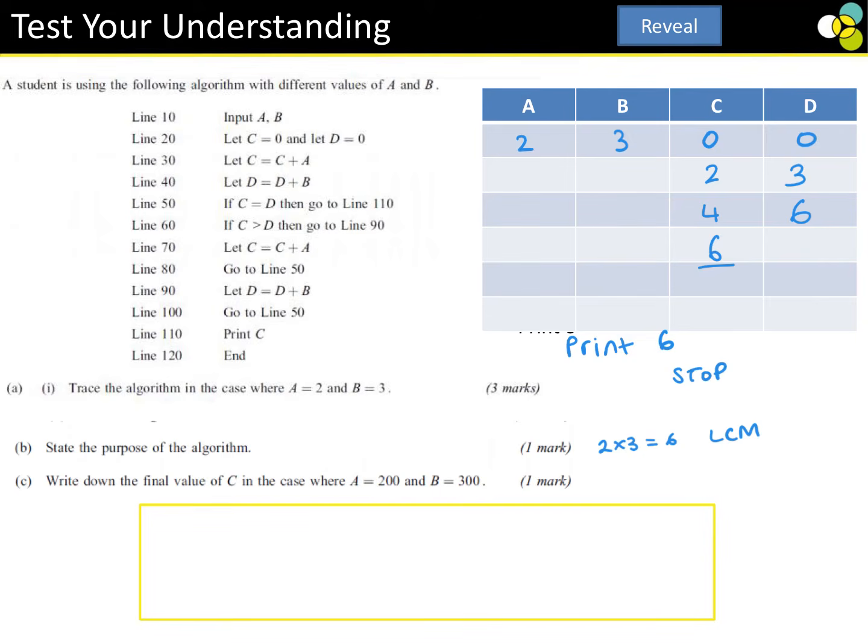It then says, write down the final value of C in the case where A equals 200 and B equals 300. So if we're still trying to find the lowest common multiple of 200 and 300, it is in fact 600. Because all we've done is A is 2 times 10 squared and B is 3 times 10 squared. Once we've found the lowest common multiple of A and B, we then need to just multiply, which we know 6 times that by 10 squared, which is 600. We wouldn't have to do the whole process again.